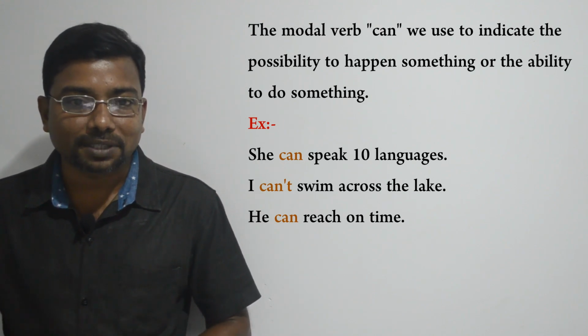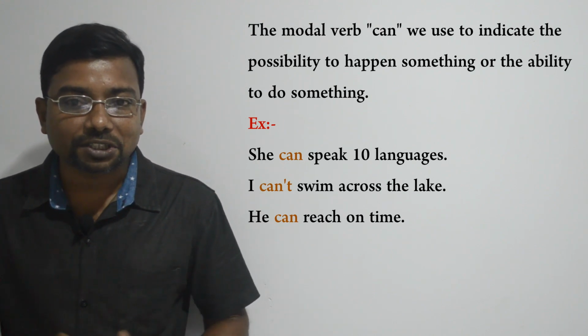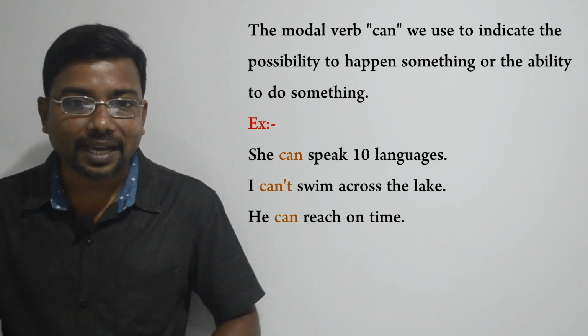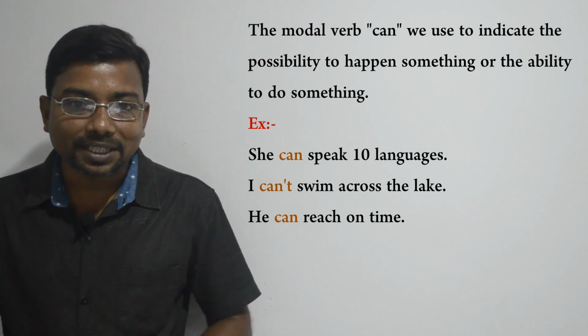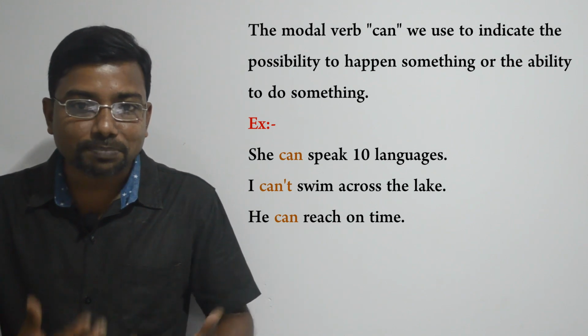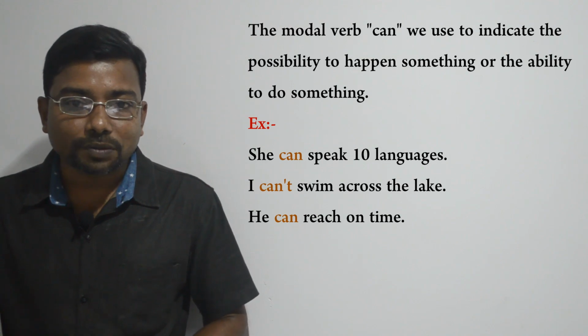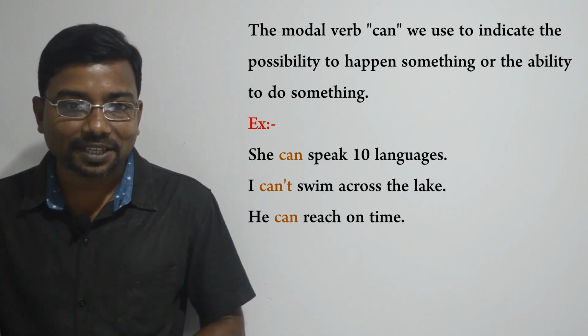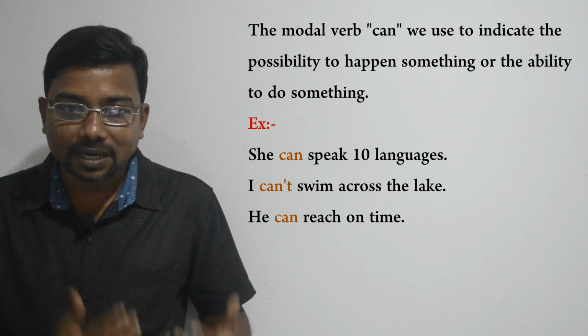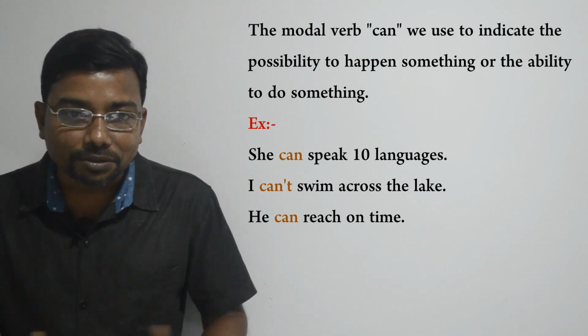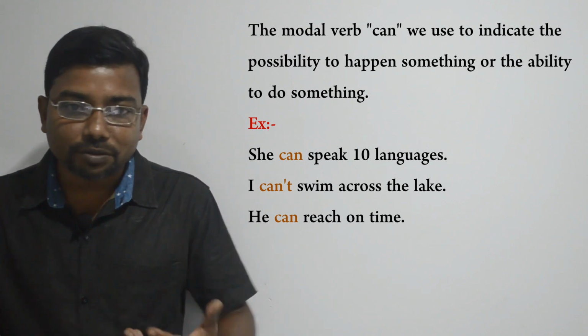Look at this example. She can speak 10 languages. Here we use the modal verb can to indicate ability to do something. It means she has the ability to speak 10 languages. Look at the second one. I can't swim across the lake. Here we use the negative form of can, cannot or can't. We use it to indicate inability to do something. It means I don't have the ability to swim.